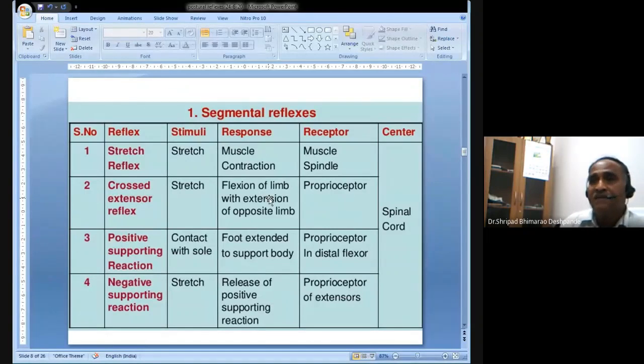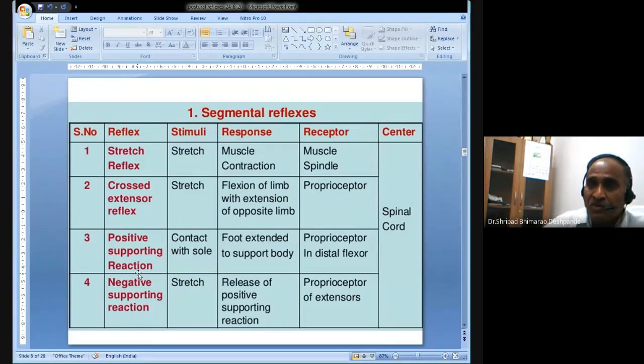Let us see the segmental reflexes. What are the segmental reflexes which support the body posture? The first is the stretch reflex. The stretch reflex provides muscle tone. Muscle tone gives a partial state of contraction. Especially the posture-regulating muscles remain in a contracted state, and that is necessary to provide a rigid pillar-like structure.